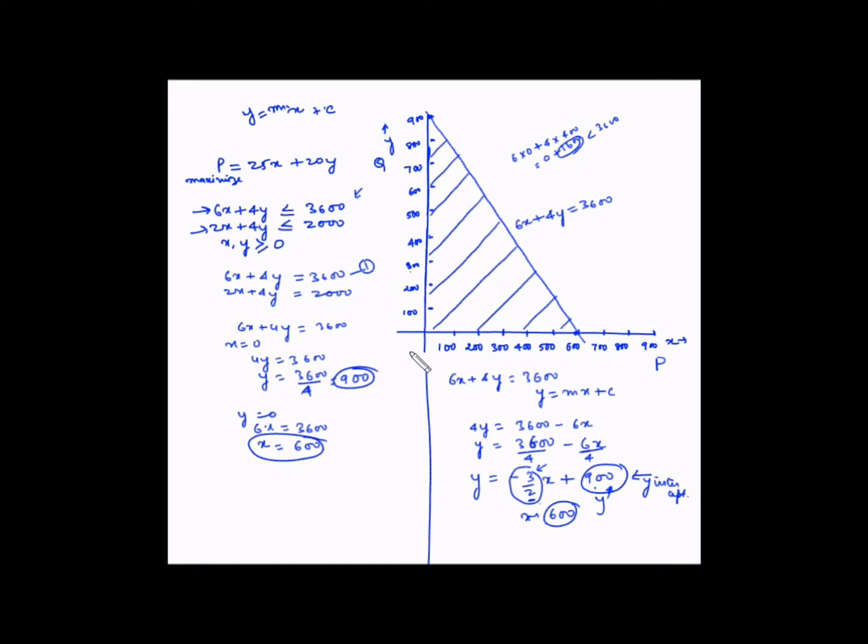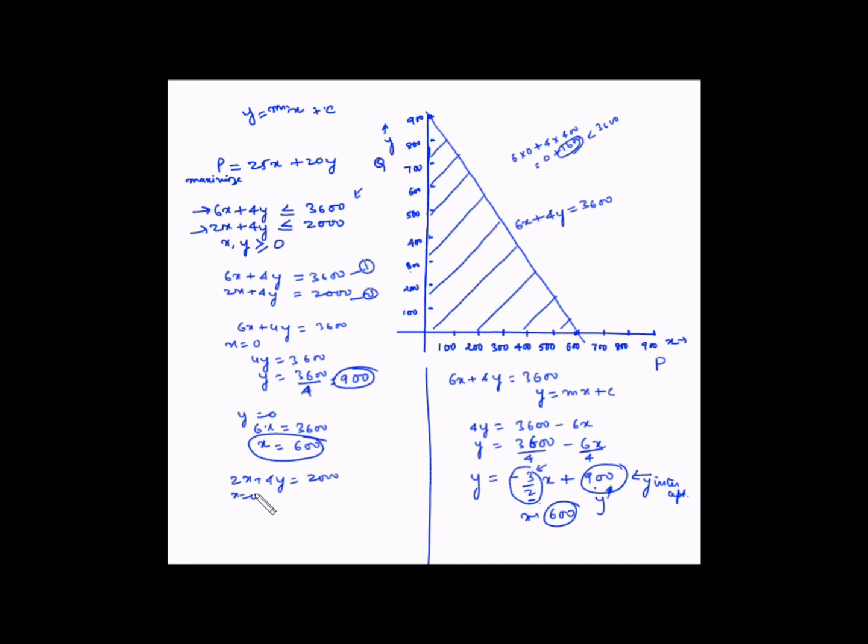In other terms, you can also say that the shaded area represents the feasible region defined by the inequality 6x plus 4y is less than or equal to 3600. Now let's move to the next constraint, which is 2x plus 4y is equal to 2000. So we have 2x plus 4y is equal to 2000.